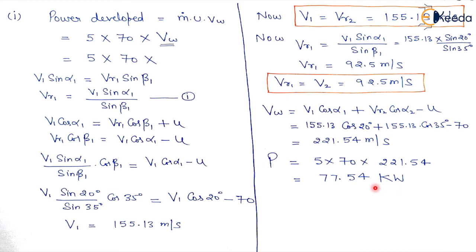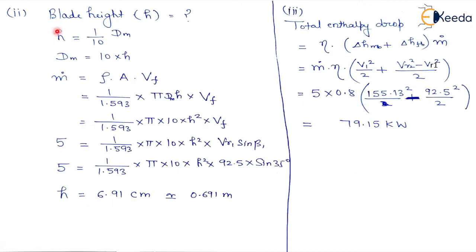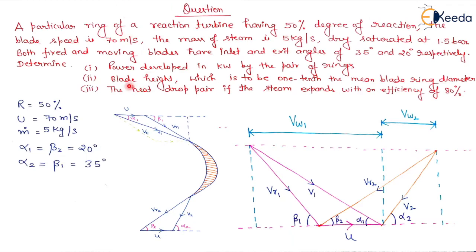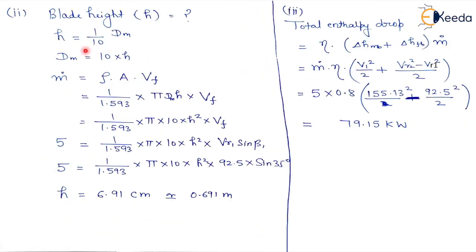Now let's see what is the height. What is the height of blade? We have to calculate. It is given, the height is 1/10 of mean diameter. It is given in the question. You see here, it is to be 1/10 of the mean blade ring diameter. That means height is equal to 1/10 of diameter. So diameter is equal to 10 times of h.